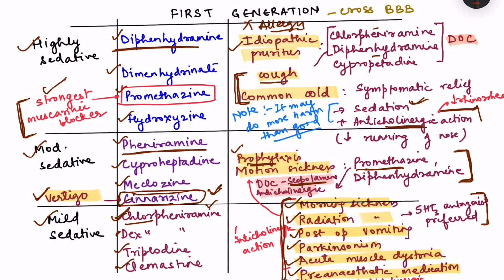So first generation antihistaminics, what are the uses? First use, idiopathic pruritus because of its antihistaminic action. Rest of the uses you see, mainly it is due to the anticholinergic action. That is common cold, anticholinergic and sedative action. Then prophylaxis in motion sickness and morning sickness, radiation sickness, post-operative vomiting, Parkinsonism and acute muscle dystonia, and as pre-anesthetic medication.